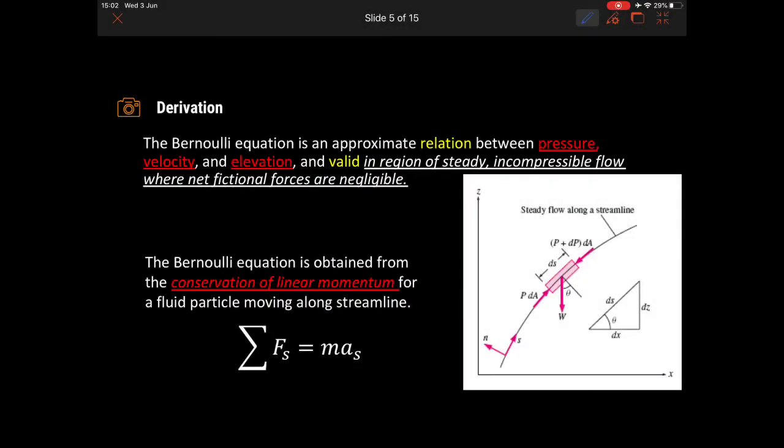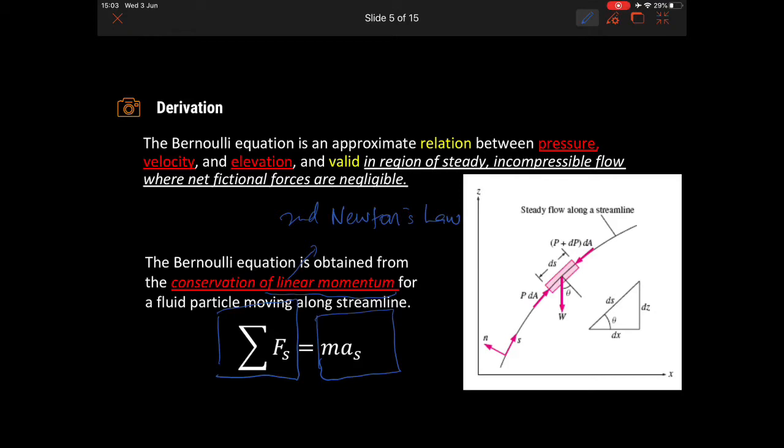So let's go into a bit more detail on how scientists derive the Bernoulli equation. Bernoulli equation is essentially an equation obtained from the conservation of linear momentum, commonly known as Newton's second law. What does Newton's second law say? Newton's second law says that the total force is always equal to the mass of the particle or the object times the acceleration. But for fluid motion, the Bernoulli equation is the conservation of linear momentum for a fluid particle moving along a streamline.